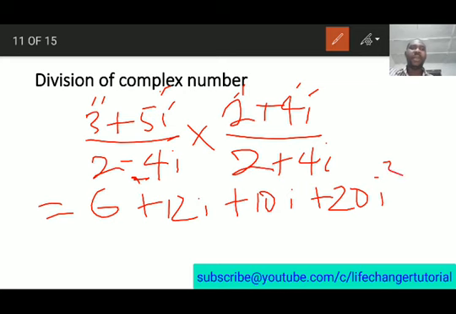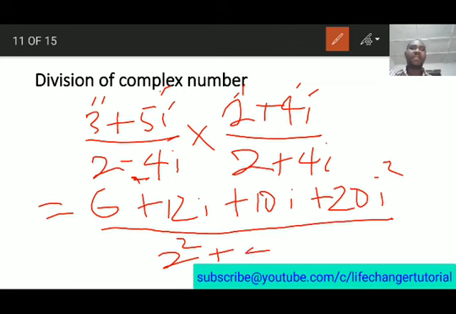Okay, now divided by, now the denominator is 2 minus 4i, 2 plus 4i, the both of them are conjugates, so I can just simply say 2 squared plus 4 squared. Remember, when you multiply a complex number with its conjugate, it's going to give us a sum of 2 squares.